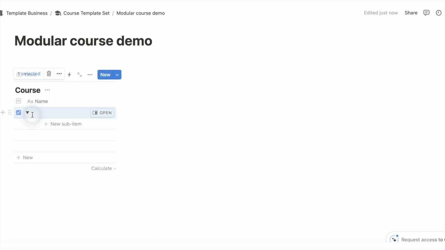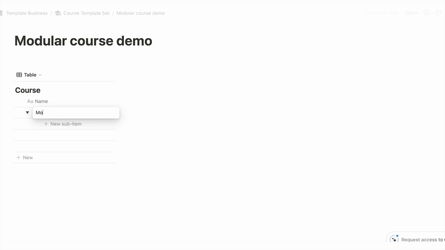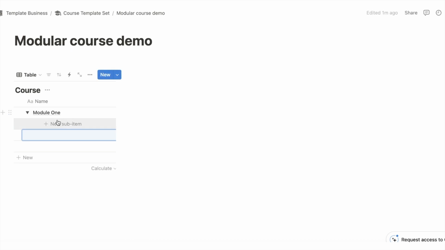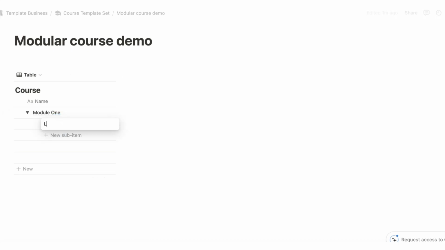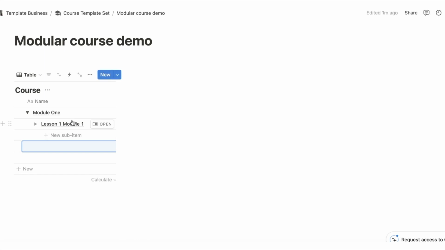Okay, so now I have this toggle here. So I'm going to click on that toggle. I'm going to call this module 1. And then I'm going to create a sub-item, and I'm going to call that lesson 1, module 1. Click enter. Okay. So now I have a lesson within the module. So if I close that toggle, you can't see that lesson.